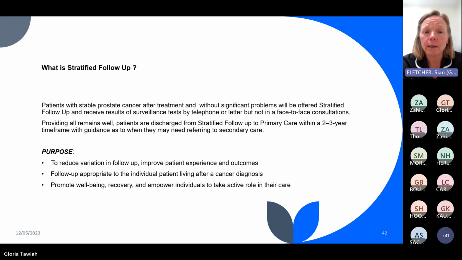It will be individualized to those patients, because after you've had treatment and often you get a normal PSA, that normal PSA might not be normal for that patient that's had treatment. So it's making sure that GPs and ourselves are very aware of what the most appropriate PSA is for that patient for referring back in once we have discharged. We hope to promote well-being, recovery and empower men and individuals to live well and actually take a more active role in their care moving forward. So it will be setting expectation at the beginning of their cancer journey, really.